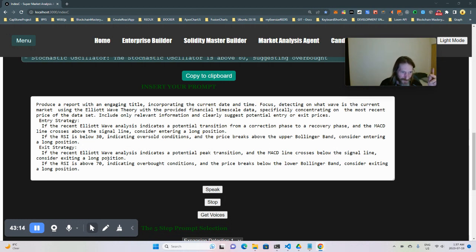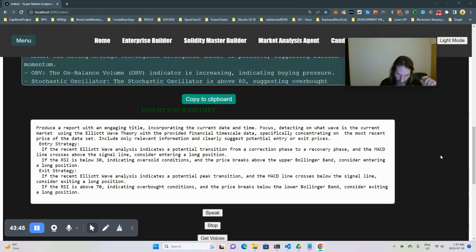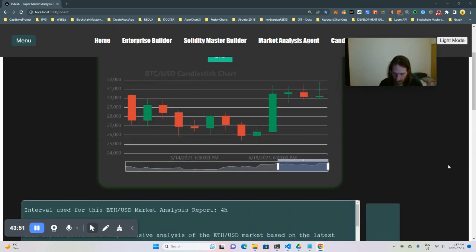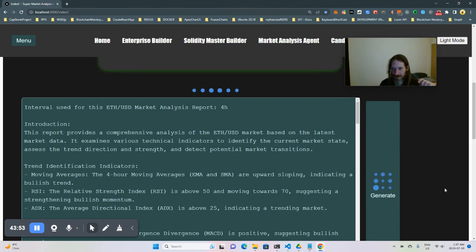So if the recent Elliott wave analysis indicates a potential peak transition and the MACD line crosses below the signal line, consider exiting a long position. If the RSI is above 70, indicating an overbought condition, and the price breaks below the lower Bollinger Band, consider exiting the long position. So it's got two, entry and exit. I've got 1 week. I got all that. All right, let's just punch it in.